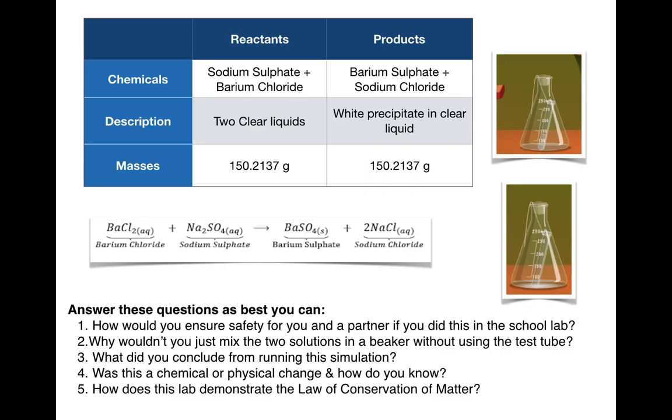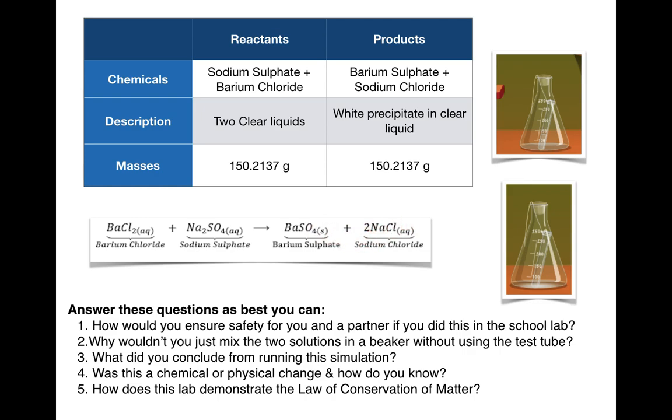So the answer is here. You have sodium sulfate and barium chloride, and your products are barium sulfate and sodium chloride. You had 2 clear liquids to start with a mass of 150.2137 grams. And here is that solution for the initial mass. Then after you mix them, you had a white precipitate in clear liquid. Here it is. The white precipitate is the powder here in the clear liquid, with the same mass. Here's my reaction: barium chloride plus sodium sulfate. I'm going to flip my ions.